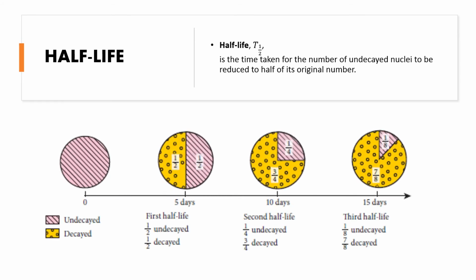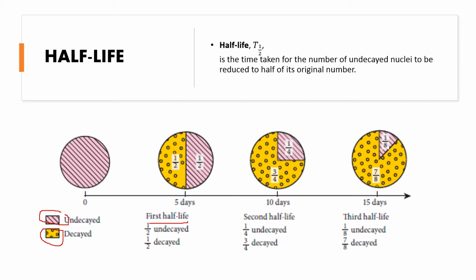This is the example you can see. It shows the situation when the number of undecayed nuclei decreases with time. This one shows undecayed and this one is decayed. For the first half-life, it becomes half and half: half undecayed and half decayed.